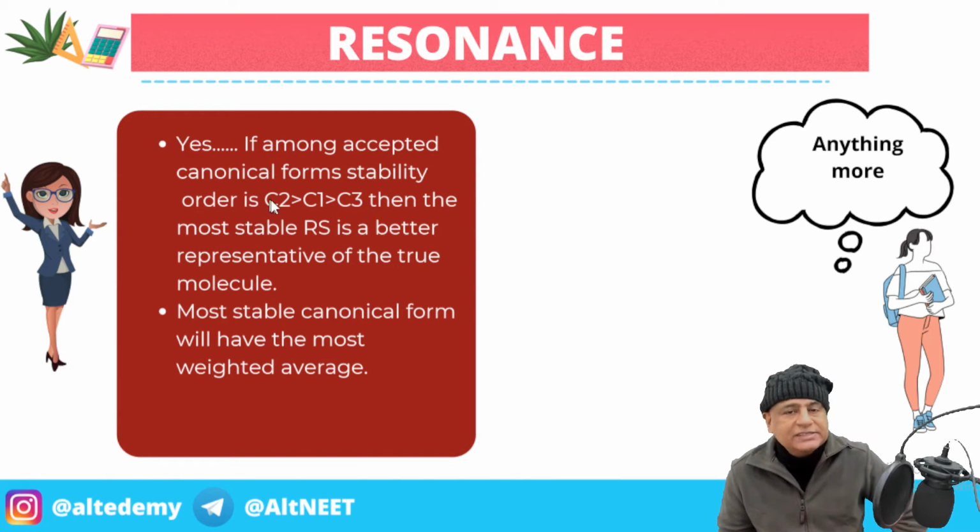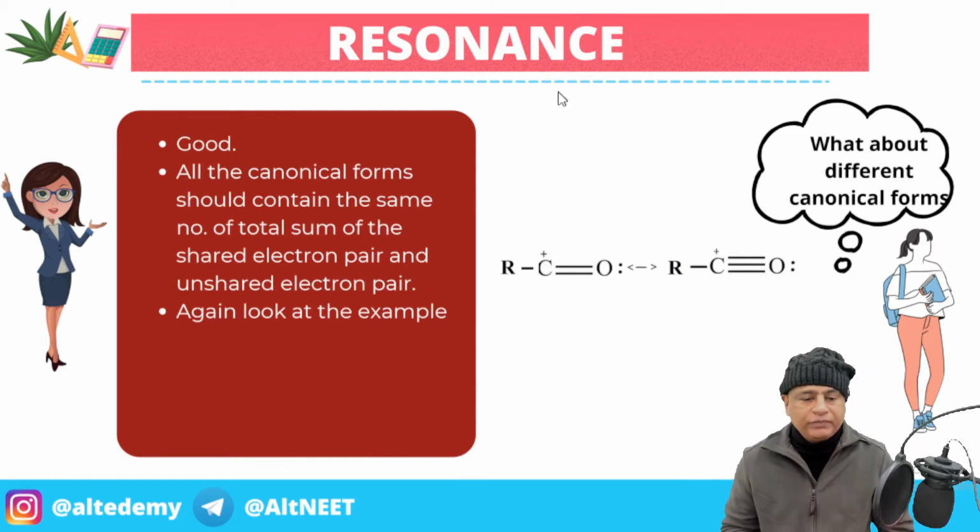If among accepted canonical forms the stability order is C2 greater than C1 greater than C3, then the most stable resonating structure is a better representative of the true molecule. The most stable canonical form will have the most weighted average. So this is what is important.